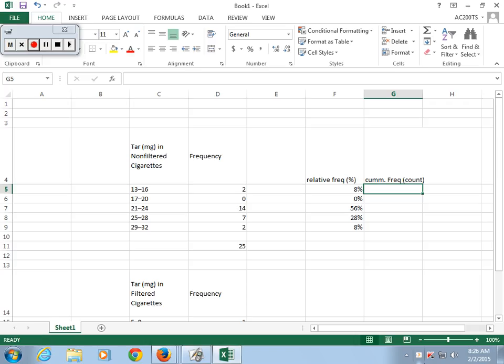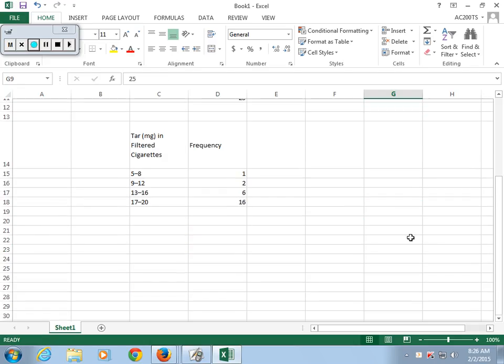Alright, so let's do a cumulative frequency. Well, what's the first number in the cumulative frequency? This number right here. So 2. Alright, what's 2 plus 0? 2. What's 2 plus 14? 16. What's 16 plus 7? And 23 plus 2. And the last number of the cumulative frequency should equal what? N. Alright, you try the next one.